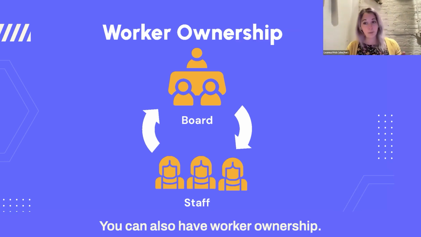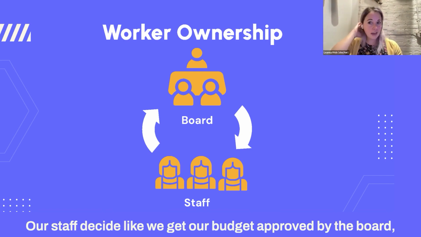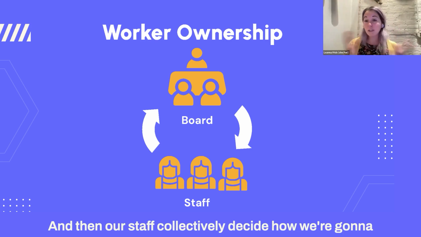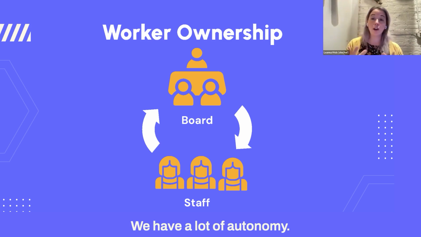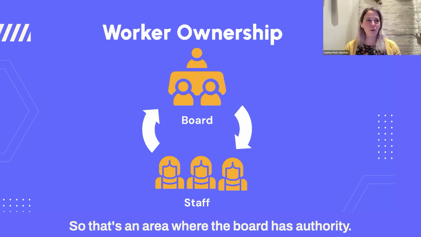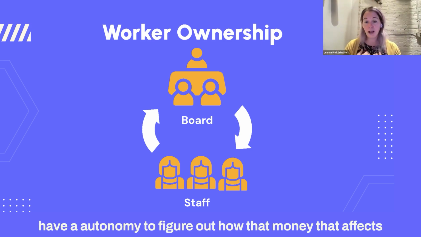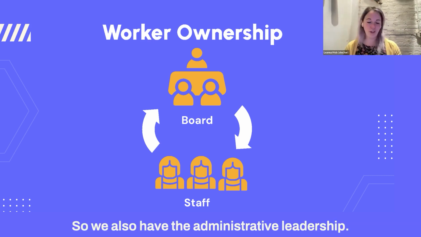You can also have worker ownership. So we have some elements of this here at the library. Our staff decide, we get our budget approved by the board, and there's a chunk that's for compensation and benefits. And then our staff collectively decide how we're going to spend that money on compensation and benefits. We have a lot of autonomy. So that's an area where the board has authority. They decide how much money can get spent, and then we have autonomy to figure out how that money that affects us directly, our salary and benefits, gets spent. And then we do the work. So we also have the administrative leadership.